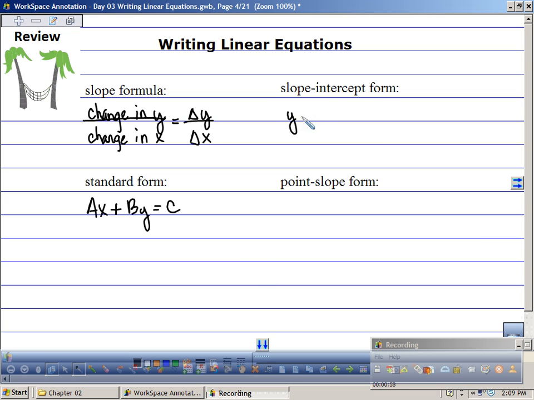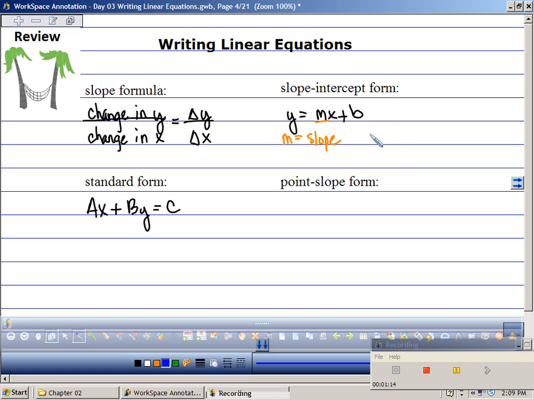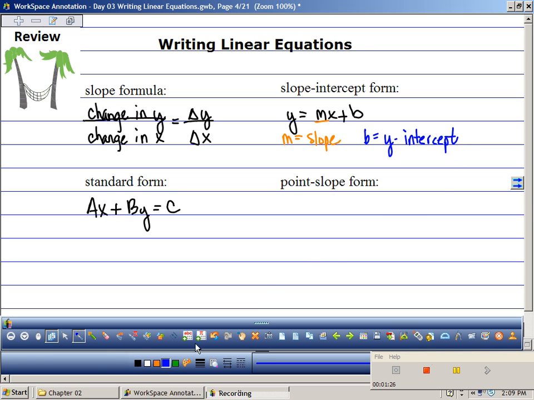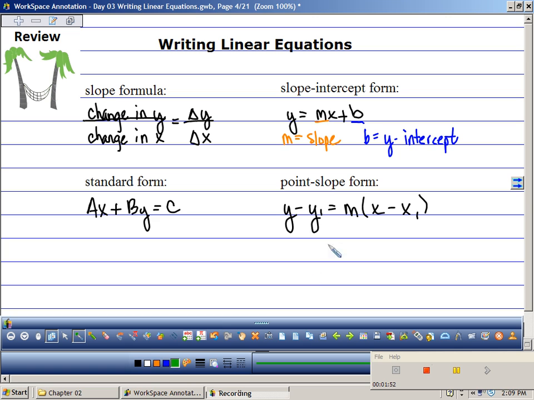Slope-intercept form you guys are all familiar with is y equals mx plus b, where m is my slope and b is my intercept, my y-intercept. And the new one we'll be doing today is point slope, which is y minus my y value is equal to my slope times x minus my x value, where x and y are the ordered pair.